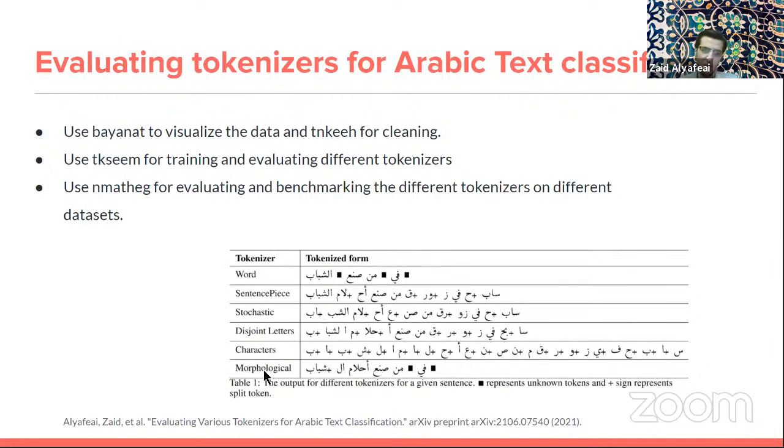And finally, a morphological tokenizer, which splits morphemes. Basically, it splits prefixes and suffixes that are connected to the word. For instance, here, al, which means the in Arabic, and shabab, which means youth, was split by the morphological tokenizer, although it's a little bit closer to the word tokenizer, which usually creates some unknown words.